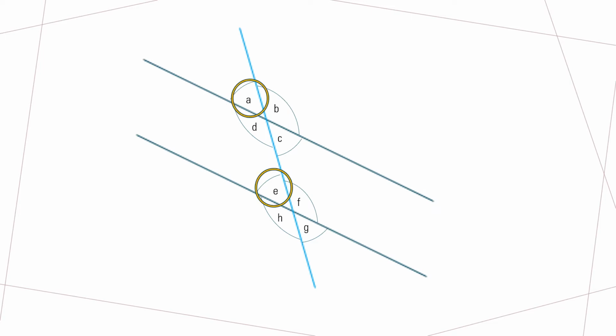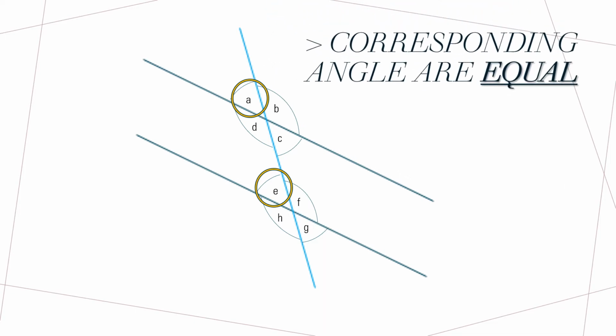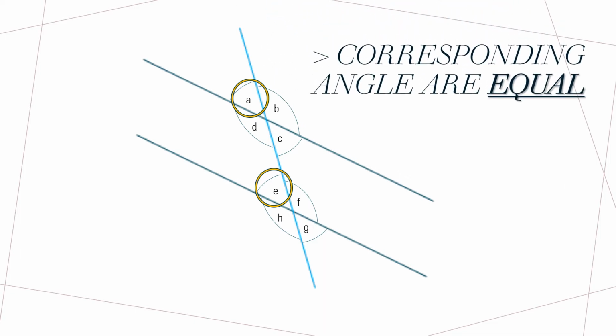Angle A and E are called corresponding angles. Angles D and H are also corresponding. So are B and F, so are C and G.